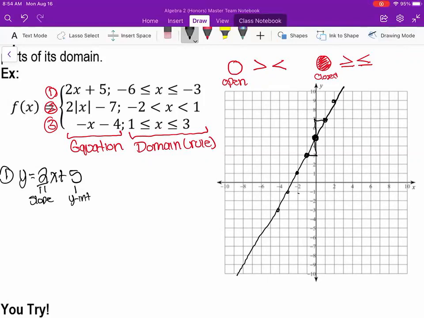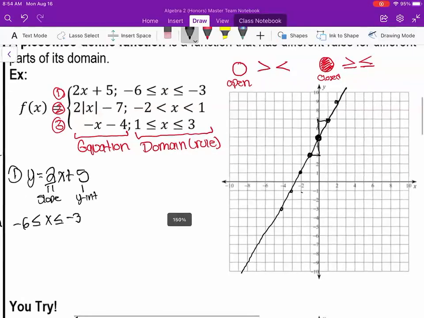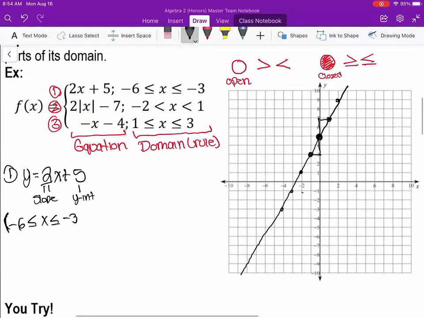However, I do have a domain rule. So if you remember, my domain rule for this function is -6 is less than or equal to x, which is less than or equal to -3. When you see a restriction or a domain rule that looks like that, that means there is a left boundary and there is a right boundary. So I only want to see the piece of my graph from -6 to -3. Well, how do we do that? Go ahead and find those 2 boundaries. Well, where's the left boundary? The left boundary is at -6, which is right there. The right boundary is at -3, which is right there.